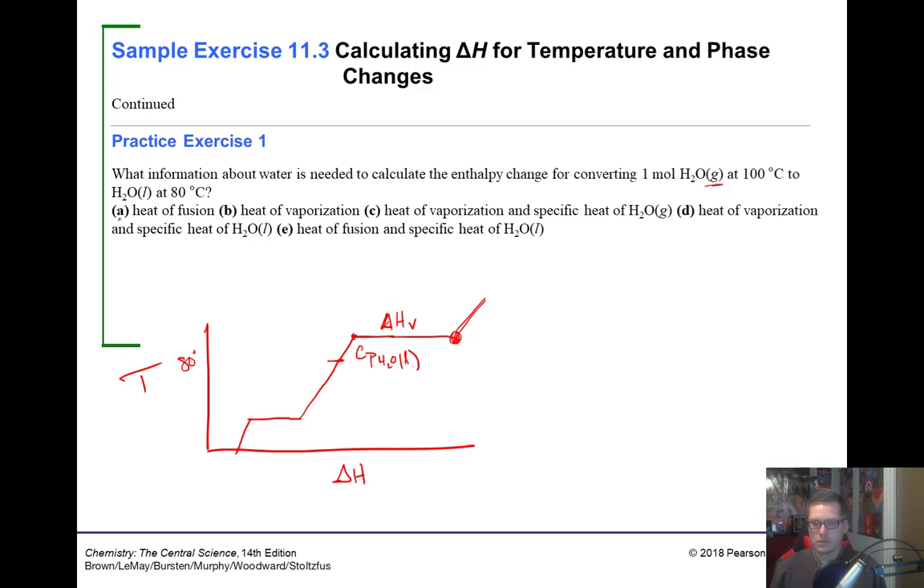Heat of fusion is right out because we're not doing anything with solids. We do need heat of vaporization, but that option doesn't mention heat capacity. Specific heat of vaporization and specific heat of water, but it's a gas, so that would apply over here, and we're down here. So both of these, B and C, are out. D, heat of vaporization and specific heat of water. This is the one we need: heat of vaporization, and the specific heat of water. So this is D. The heat of fusion is out because we're not talking about anything with solids. So the answer there is D.